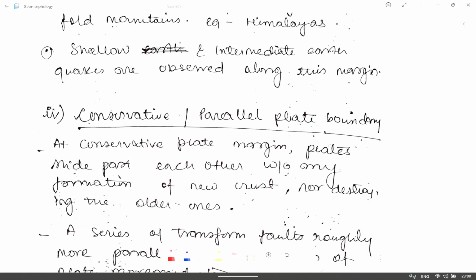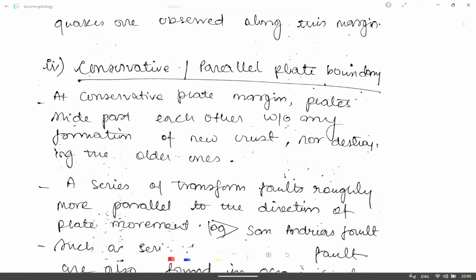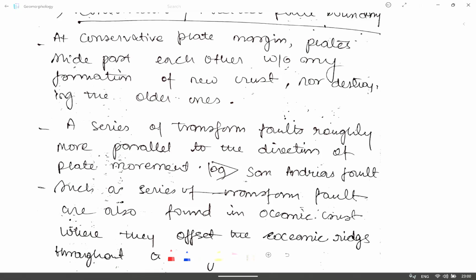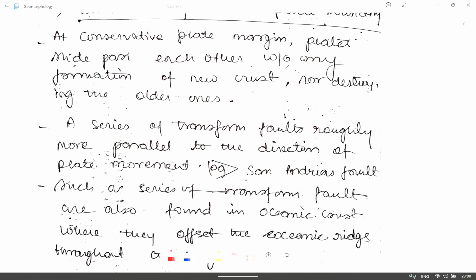The last plate tectonic movement is conservative या फिर parallel plate boundaries. कंजर्वेटिव प्लेट मार्जिन क्या होते हैं? प्लेट स्लाइड करते हैं पास्ट ईच अदर, opposite direction में मूव करते हैं. ये ना ही न्यू क्रस्ट का फॉर्मेशन हो रहा है, ना ही एक दूसरे को डिस्ट्रॉय कर रहे हैं, ना ही नॉट डिस्ट्रॉयज द ओल्डर वंस.